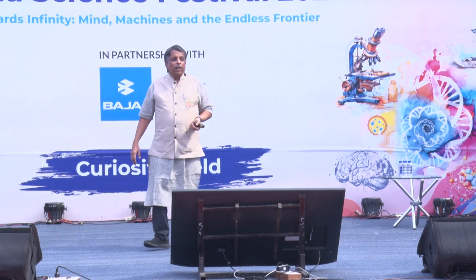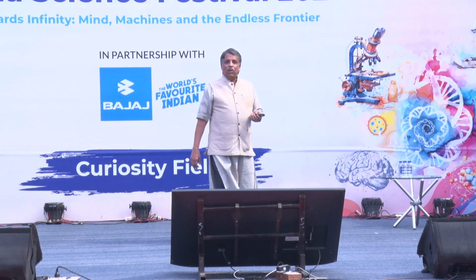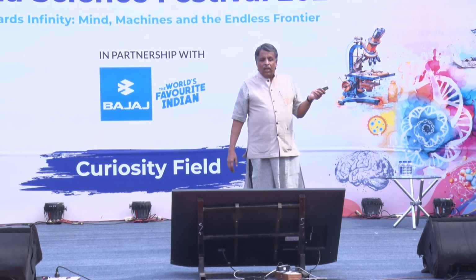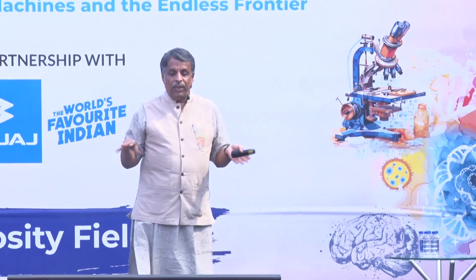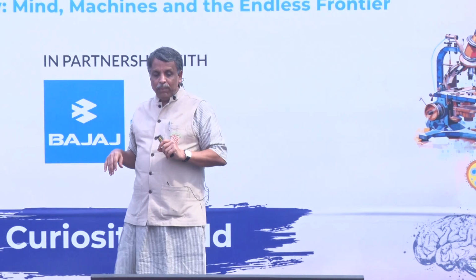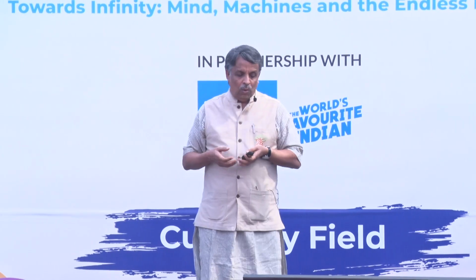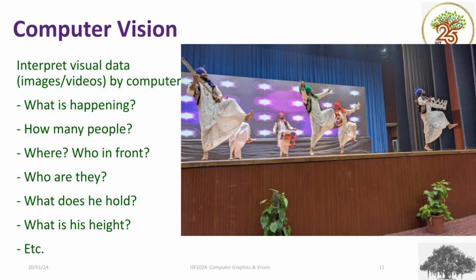Okay, next. Now we'll go to computer vision, the second part. Now what is computer vision? Next. Computer vision simply is interpreting visual data, okay, images or videos. Now I show you this photograph that I took from an event a month ago. Now I ask you a question. Click, what is going on?